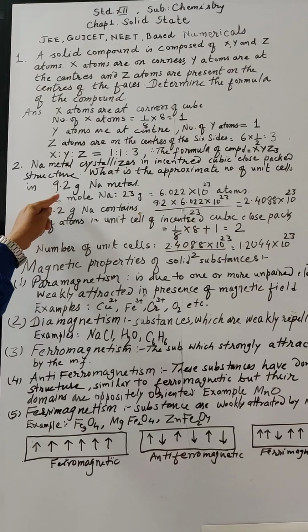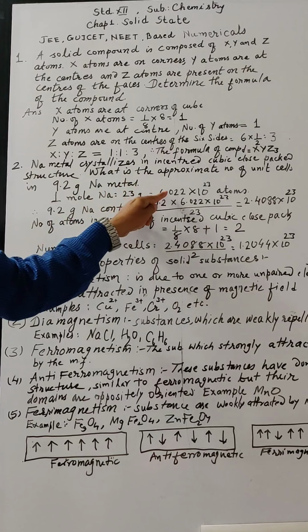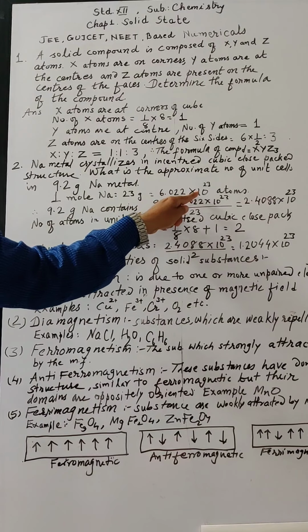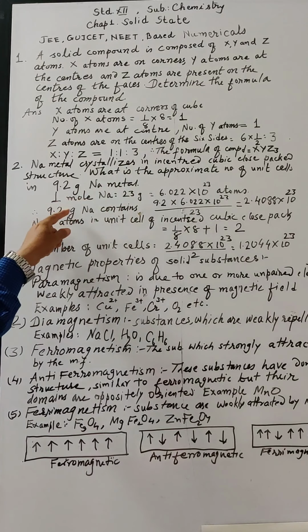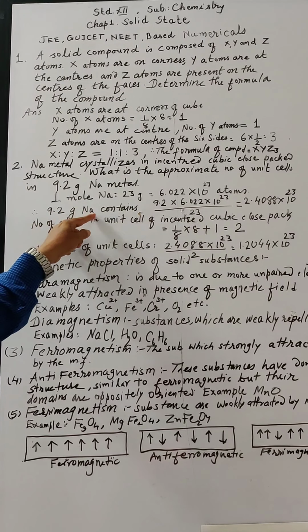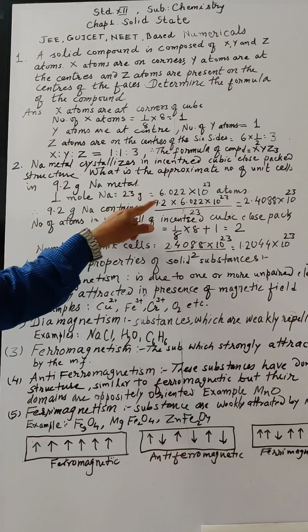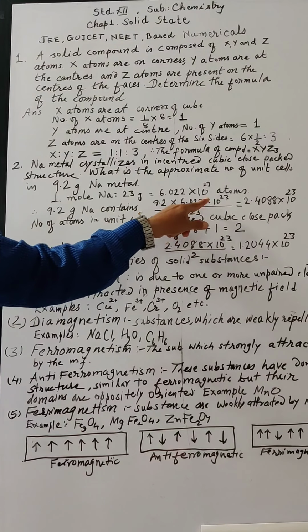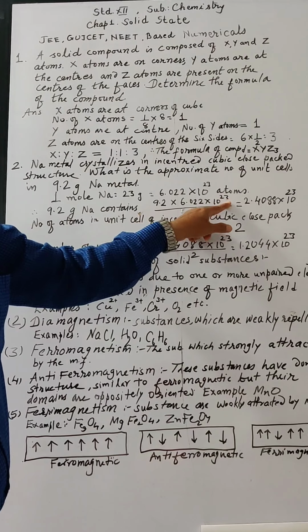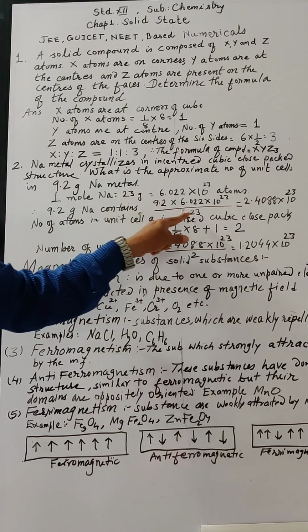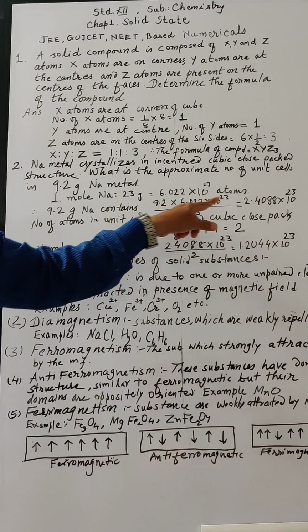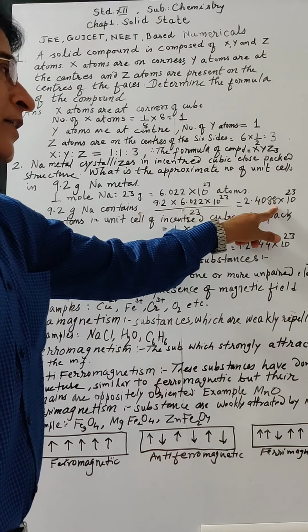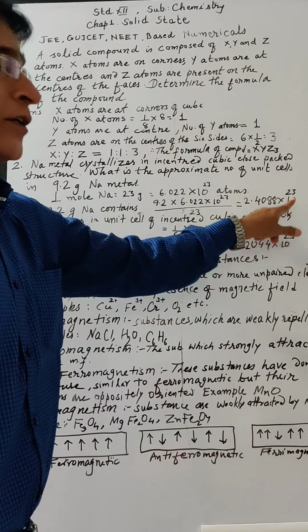1 mole sodium is equal to 6.022 into 10 raised to 23. So 9.2 gram sodium contains 9.2 into 6.022 into 10 raised to 23 divided by 23 gram, which is equal to 2.4088 into 10 raised to 23.